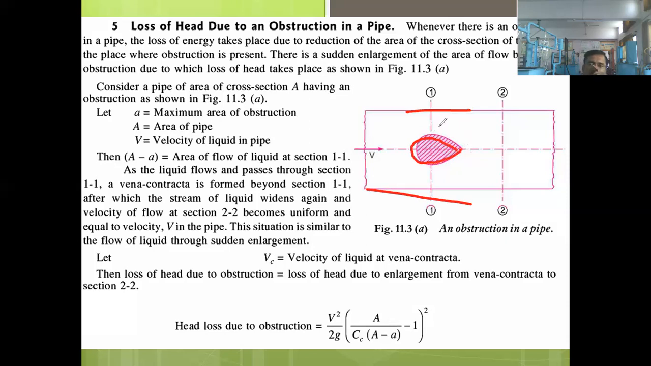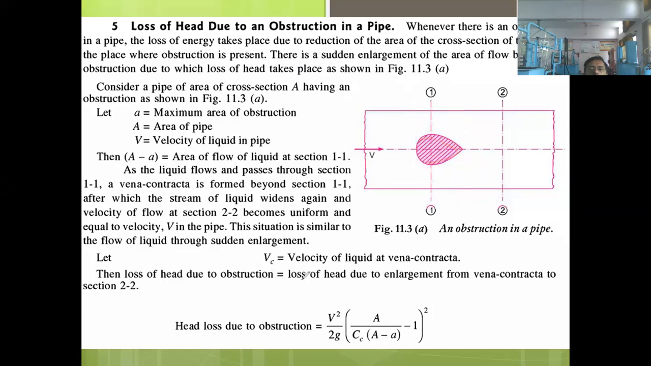Okay, and this head loss is similar to the head loss at the sudden contraction, because suddenly at this place the area contracts, and the flow is reduced here, right. There is a sudden enlargement of an area of flow beyond the obstruction due to which loss of head takes place as shown in figure. After this, sudden enlargement happens, the area increases suddenly at this place, right.